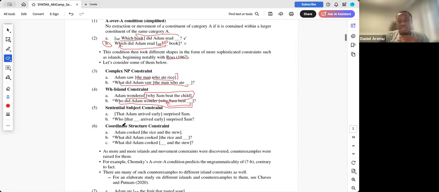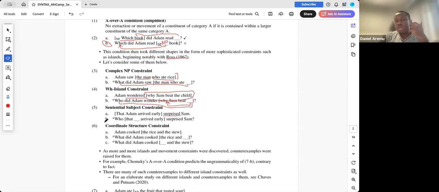And then in 5, sentential subject constraint. We know subjects can be simple, just Adam can be a subject, but a subject can also be a complex subject, like a sentence, basically. And that's what we have in 5a, that Adam arrived early, surprised Sam. The subject of the verb surprise is actually the whole of this clause, that Adam arrived early, and that is called a sentential subject. So a sentence that is a subject. Now the constraint says you should not move out of a sentential subject. And when you try to do that, the sentence becomes ungrammatical. And that's what we have in 5b.